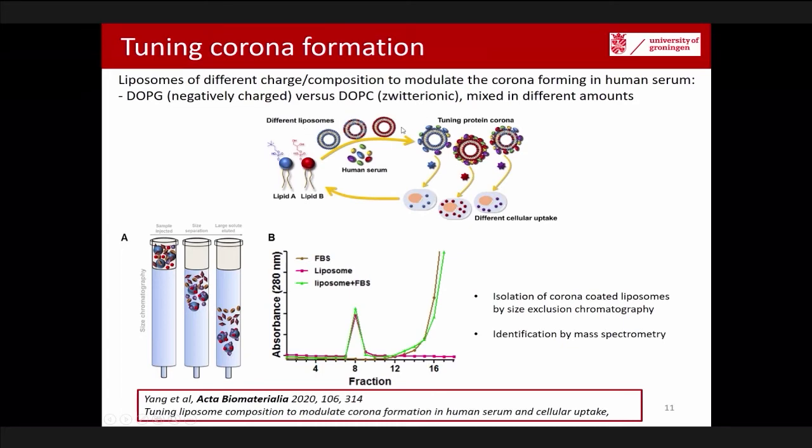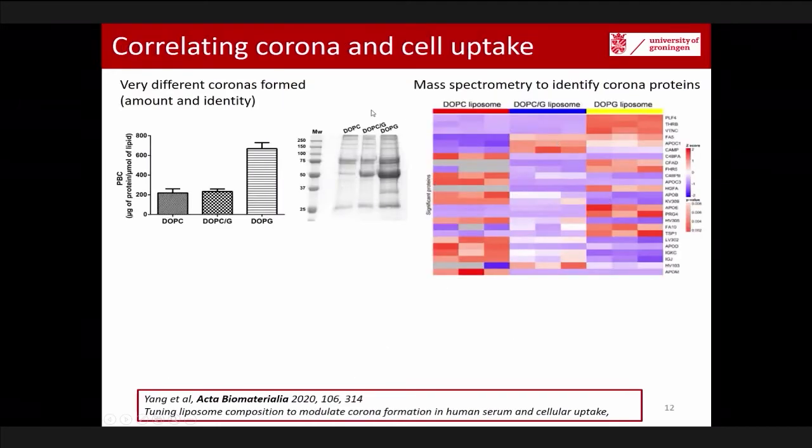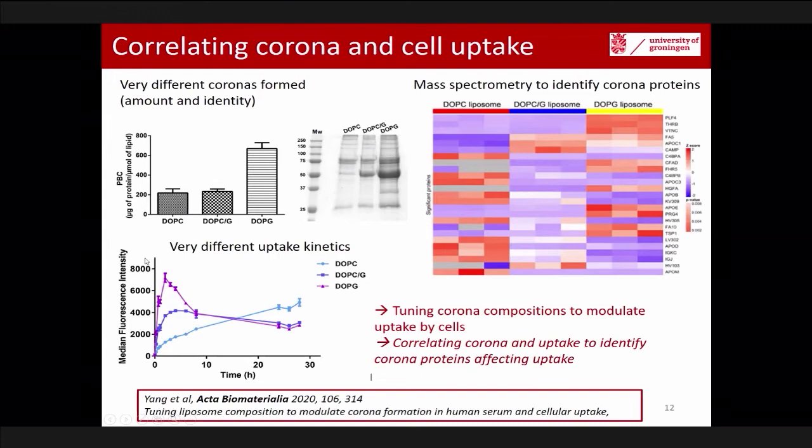So in this example, we used liposomes from neutral to more and more negative charge. We used size exclusion chromatography to isolate the corona-coated liposomes, and mass spectrometry to identify the composition. And as expected, you change the charge in this case, and different coronas are formed. And of course, also different uptake kinetics are observed. So now we can correlate uptake and corona composition to try to identify corona proteins that promote, or also reduce, nanoparticle uptake. And this is happening more and more in the field. This is an example with liposomes.